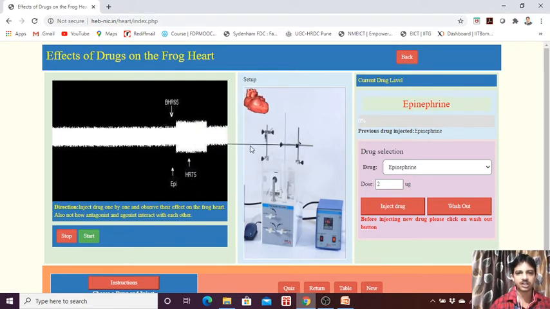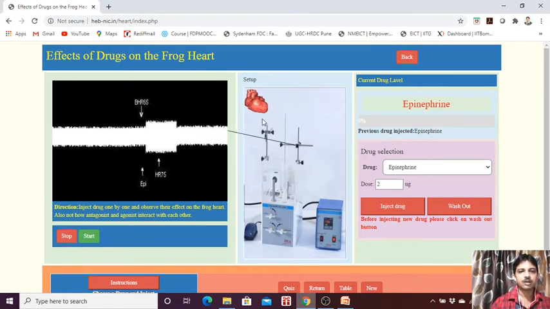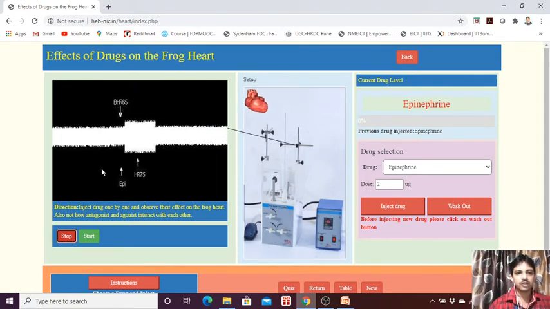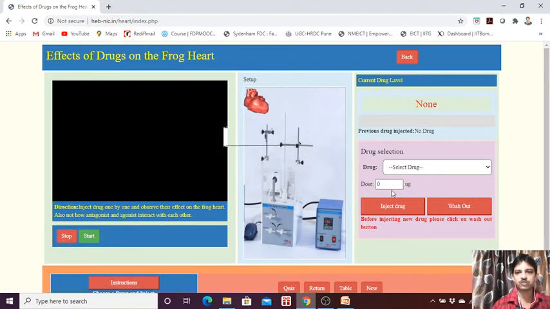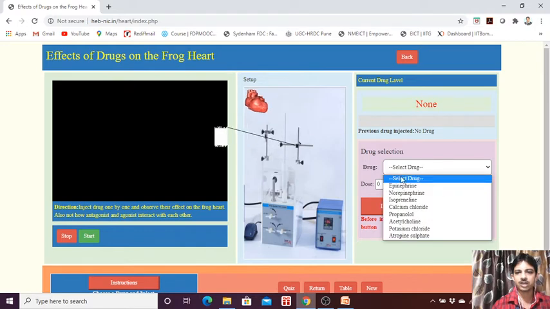And you can just see the contraction. If the contraction is more with the epinephrine, you can identify that. So you can say that the basal heart rate is 65, and after epinephrine injection the heart rate is increased. If we give the washout, it will go back. Tone you can also find, but the contraction is increasing. Washout means a new drug will come again.